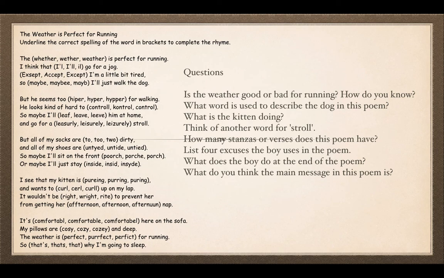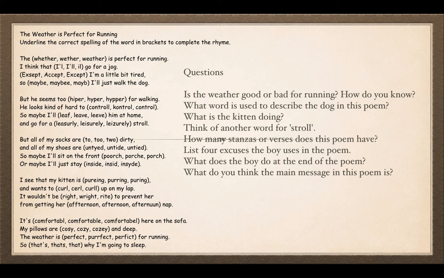So the first question: is the weather good or bad for running? How do you know? The second question: what word is used to describe the dog in this poem? Remember, look for keywords. The key word in that question is dog. So get used to the idea that you look for keywords or phrases in a question so that you can use that phrase or word to locate the information in the text, in this case, a certain verse in the poem. What is the kitten doing?